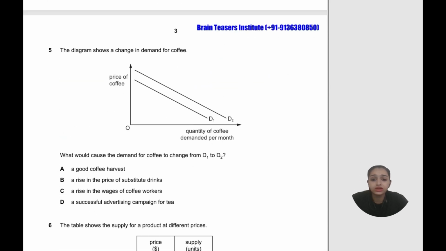Next question. The diagram shows a change in the demand for coffee. Now, the demand curve is moving, let's understand where. What would cause the demand for coffee to change from point D1 to D2? Let's look at this. It is moving rightward, which means there is an increase in demand. Now, whenever there's an increase in demand, always remember that there is a non-price factor. Any factor other than price is going to affect the demand for coffee, right? So price is not going to be the variable.